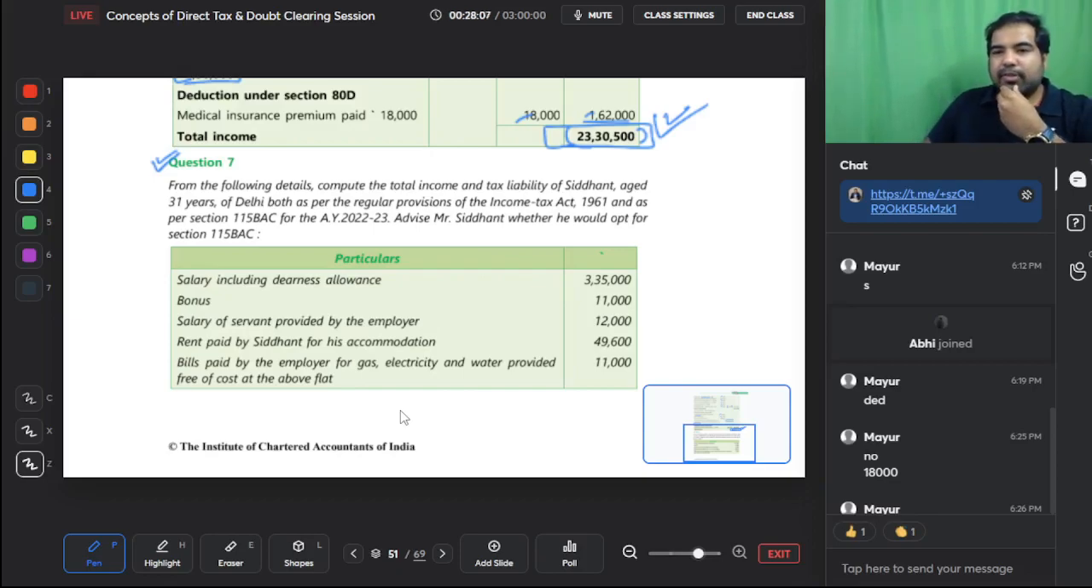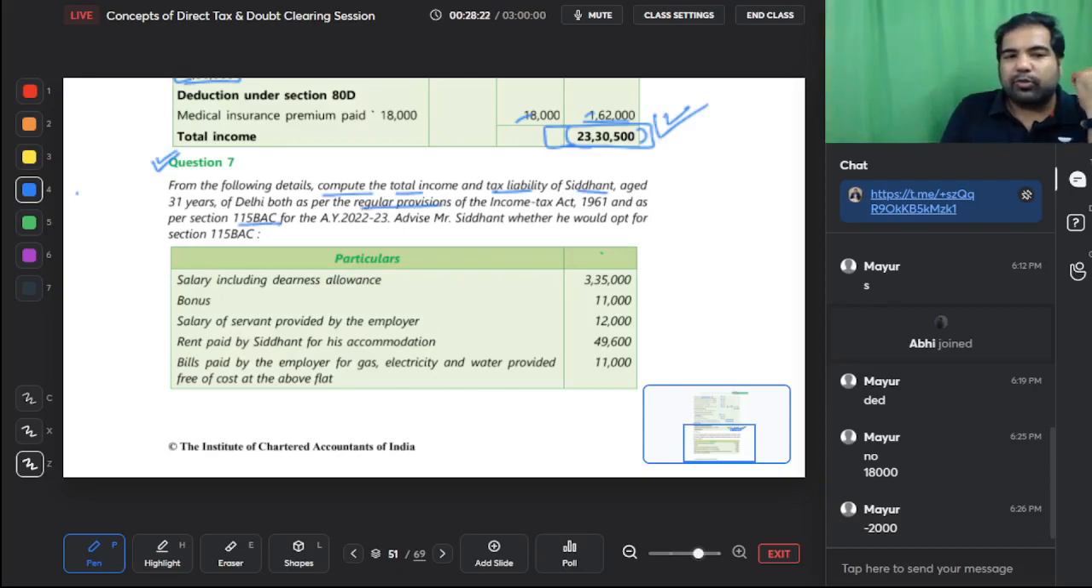Nice. Question number 7 is something that I will want you guys to read first. It's: compute the total income and tax liability of Siddhant as per both the regular provisions and 115BAC. Excellent question on 115BAC.